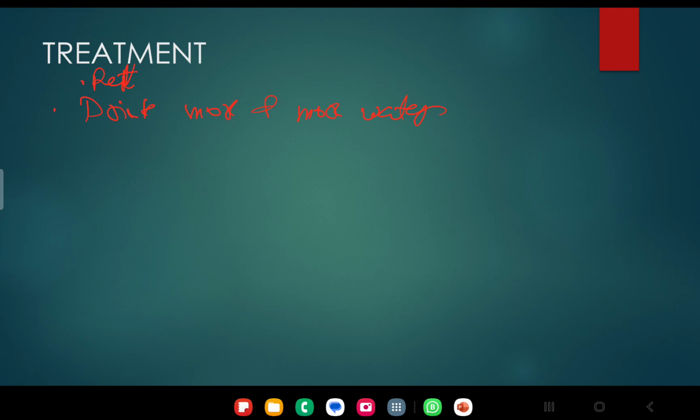But we also must find, are there any primary or secondary diseases which lead to pyelonephritis? Yes, there may be diabetes, there may be renal stones, there may be vaginal infection. Suppose you diagnose the patient is suffering from pyelonephritis, but you don't diagnose the other disease. You are giving treatment for pyelonephritis but not for diabetes. There will be no use of this treatment.